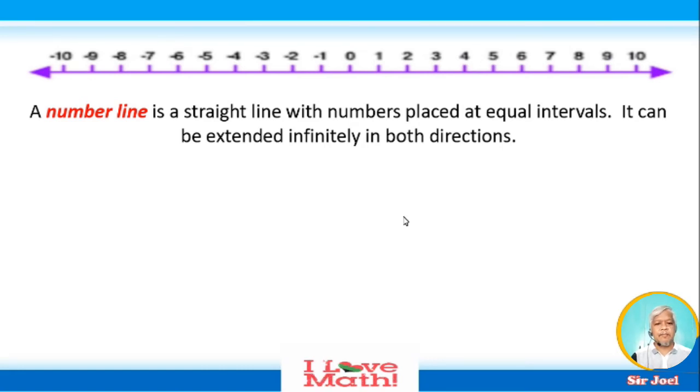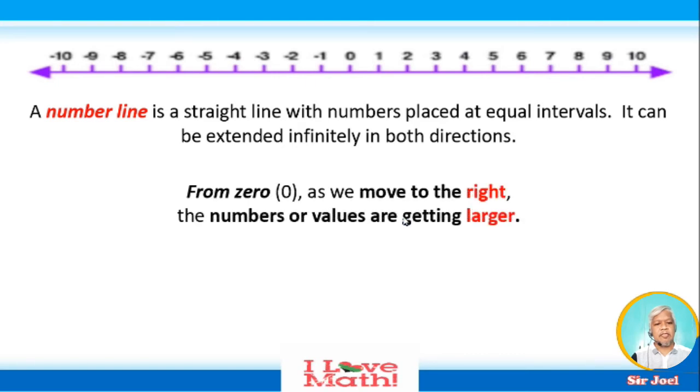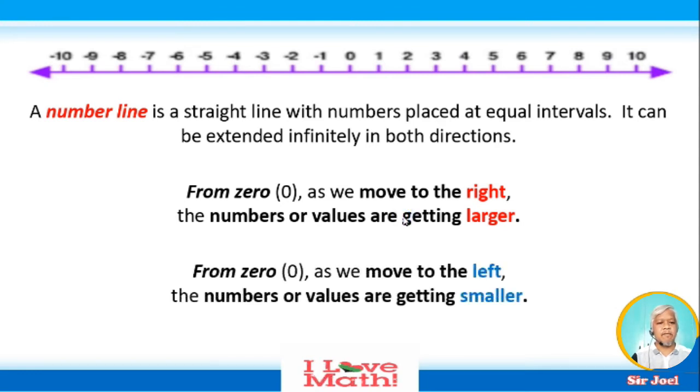Now, sabi dito, if from 0, as you move or we move to the right, the numbers or values are getting larger. So, mula daw sa 0, pag ikaw ay pumunta ng kanan, habang ikaw ay lumalayo, palaki ng palaki ang value nung number na yon. But, on the other side, from 0, as we move to the left, the numbers or values are getting smaller.